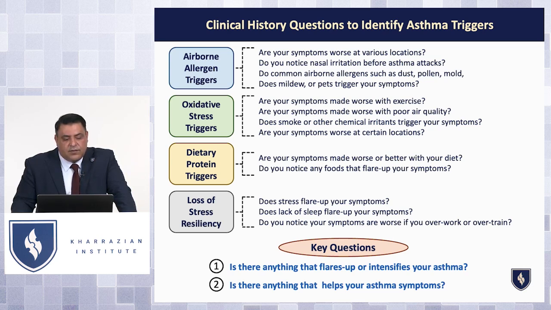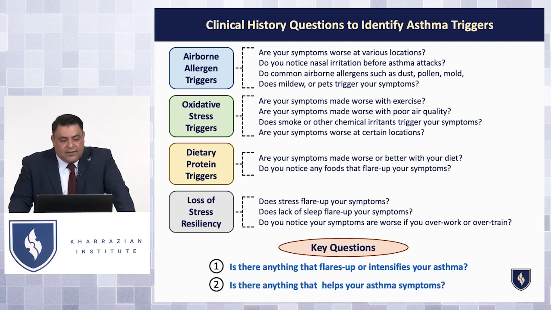Oxidative stress triggers. Are your symptoms made worse with exercise? Are your symptoms made worse with poor air quality? Do smoke or other chemical irritants trigger your symptoms? Are your symptoms made worse at certain locations? Those are related to oxidative stress, and even hot and cold changes that cause symptoms could be associated with oxidative stress. Dietary protein triggers. Are your symptoms made worse or better with your diet? Do you notice any foods that flare up your symptoms? And then loss of stress resiliency. Does stress flare up your symptoms? Does lack of sleep flare up your symptoms? Do you notice your symptoms are worse if you're overworked or overtrained?